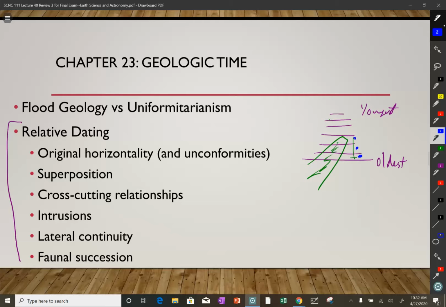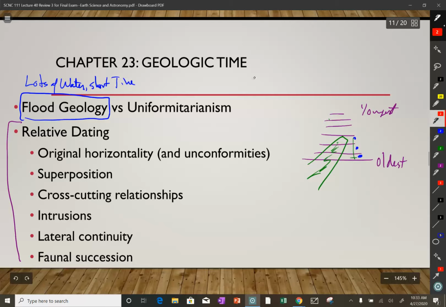Now, if you are a creationist and you believe in a young Earth, you tend to believe in flood geology, which is lots of water, short time, versus uniformitarianism, which says that what we see in the fossil record is occurring by the same methods we see today. And so it took a very long time to build and little water.